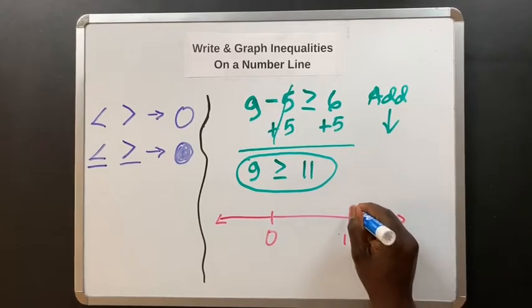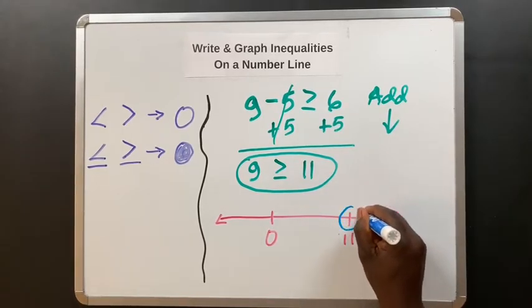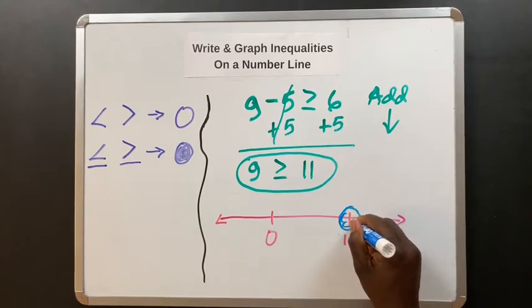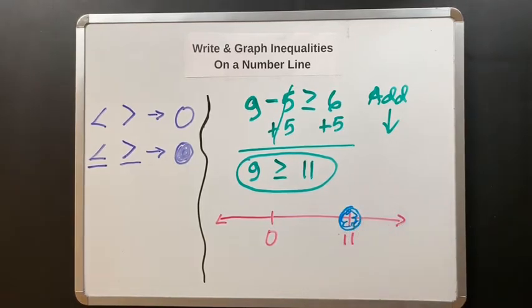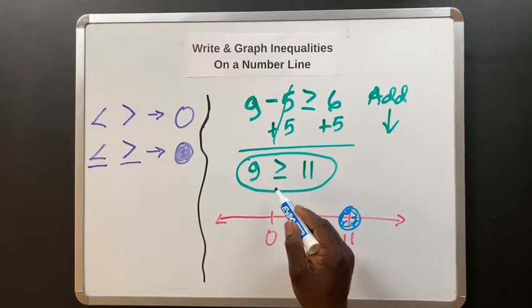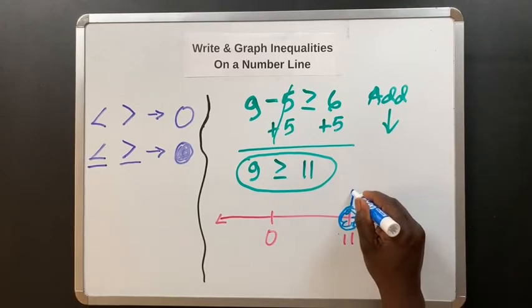So let's put our circle here and just color it in as if it's closed. That's a closed circle. I'm going to talk about what that means in just a moment. Now, all values of g greater than or equal to 11. So the values that are greater than 11 go this way.